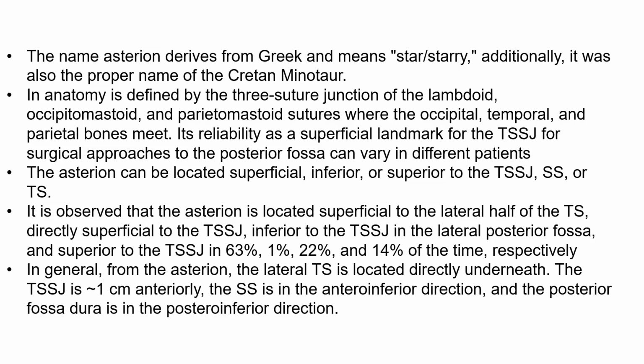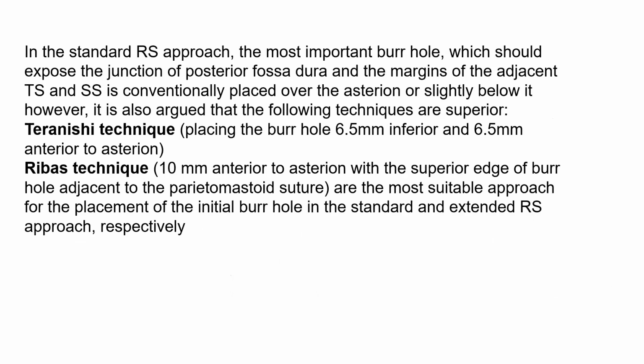In general, from the asterion, the lateral transverse sinus is located directly underneath. The transverse-sigmoid sinus junction is about 1 centimeter anteriorly located, the sigmoid sinus is in the anterior-inferior direction, and the posterior fossa dura is in the posterior-inferior direction. So in the standard retrosigmoid approach, the most important burr hole, which should expose the junction of the posterior fossa dura and the margins of the adjacent transverse sinus and sigmoid sinus, is conventionally placed over the asterion or slightly below it. However, it is also argued that the following techniques are superior to this conventional method which I have just mentioned.